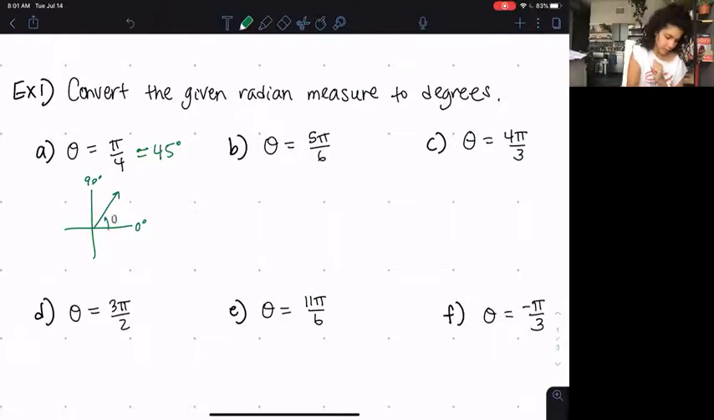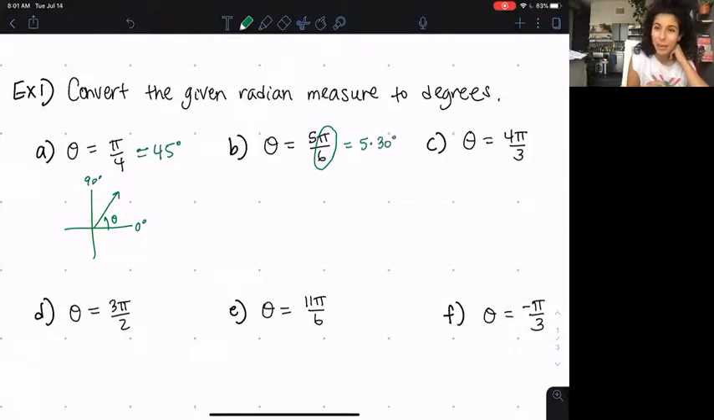And that right there would be my theta. Next, I have theta equals 5 pi over 6. Now, this is a little more complicated than what we just learned, but I want you to approach it with this perspective. First, find what you know. Okay, we know pi over 6 because we just studied it. Pi over 6 is what? It's 30 degrees. So really what I have here is 5 times 30 degrees.